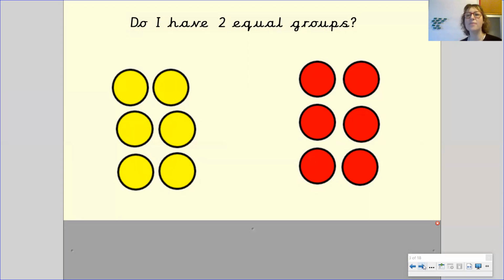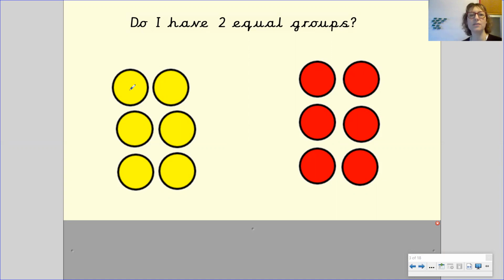Yes, I do. They are equal. We're not worrying about what's in the group. So don't start stressing about, oh, one's got yellow balls and one's got red balls. We're not looking at what's in them. We're looking at the number of items in the group. And that's going to be the same for the whole lesson. Just how many have we got in a group, not what is it.